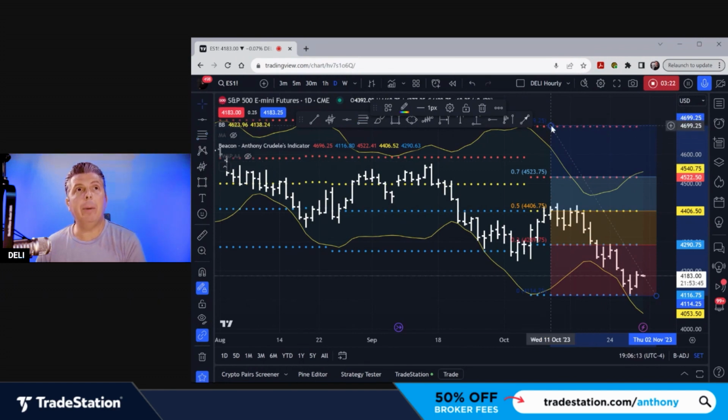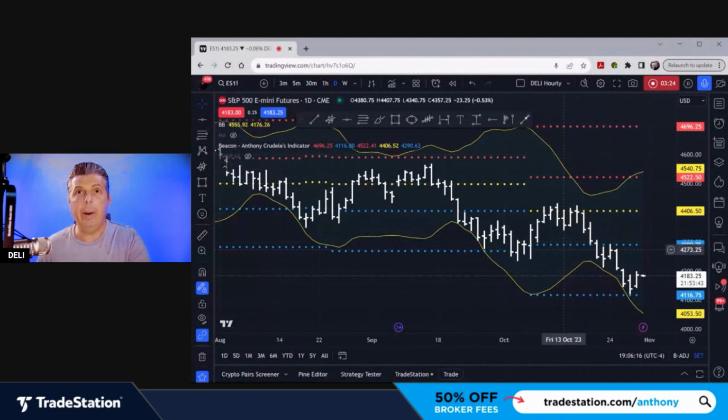Now, I'm going to get rid of the fib tool because we don't need it. And when I get rid of the fib tool, now we have the indicators up here, Beacon and 20 period, 3 standard deviation Bollinger Bands, no middle Bollinger Band. Now, I'm going to click the anchored VWAP. And I use the anchored VWAP in a really specific area here.